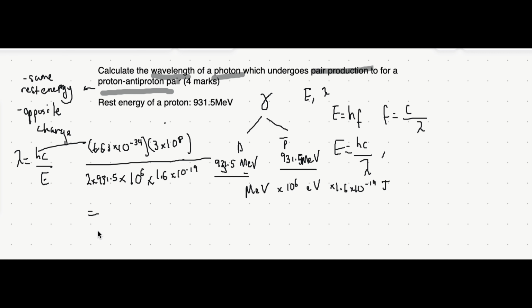3 times 10 to the power of 8, 2 times 931.5, times 10 to the power of 6, times 1.6 times 10 to the power of minus 19, and that gives you 6.67 times 10 to the minus 16. As a rule of thumb, if it doesn't tell you in a question, try to always round to 3 significant figures in A-level physics. But that's the final answer to this question.